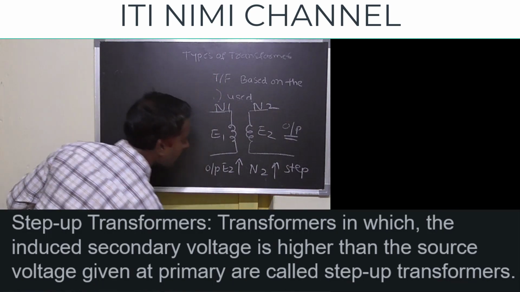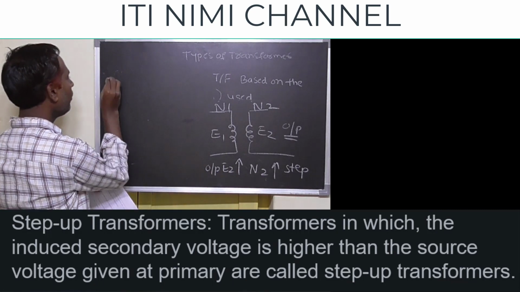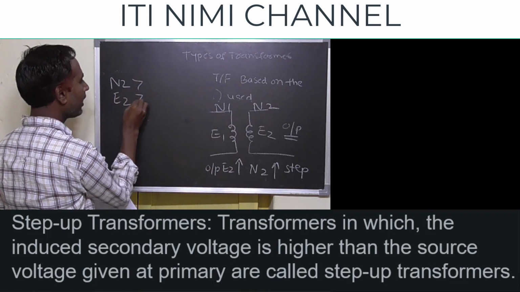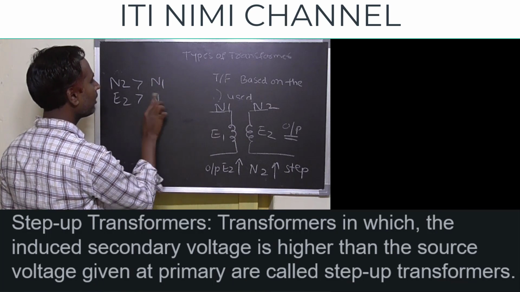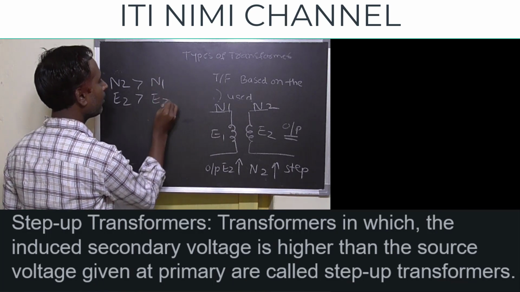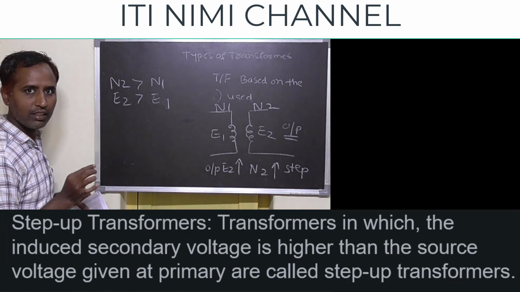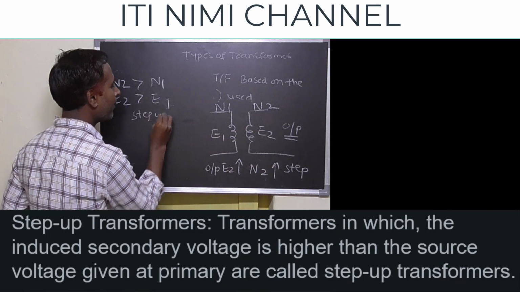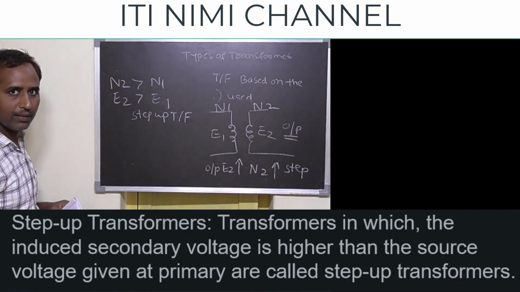See here, N2 or E2 is greater than N1, and E2 is greater than E1. This type of transformer we call a step up transformer. Okay, this is clear.